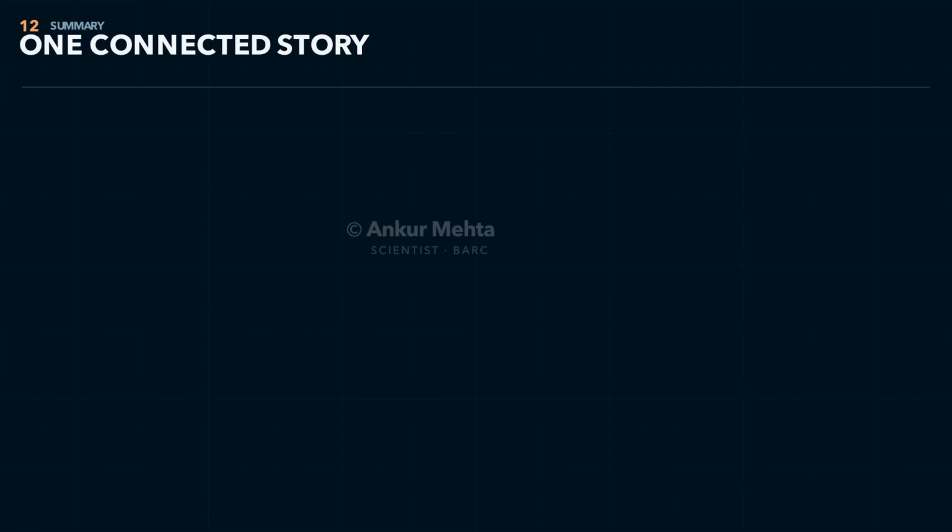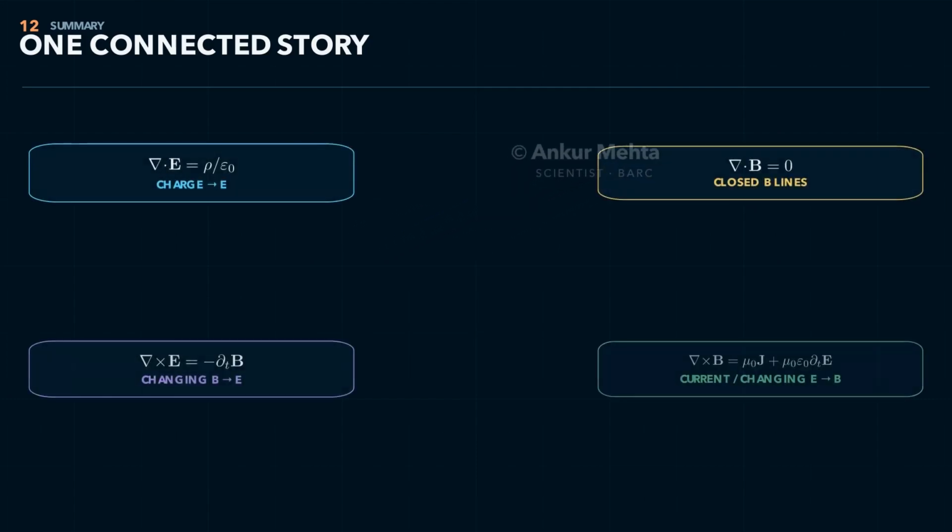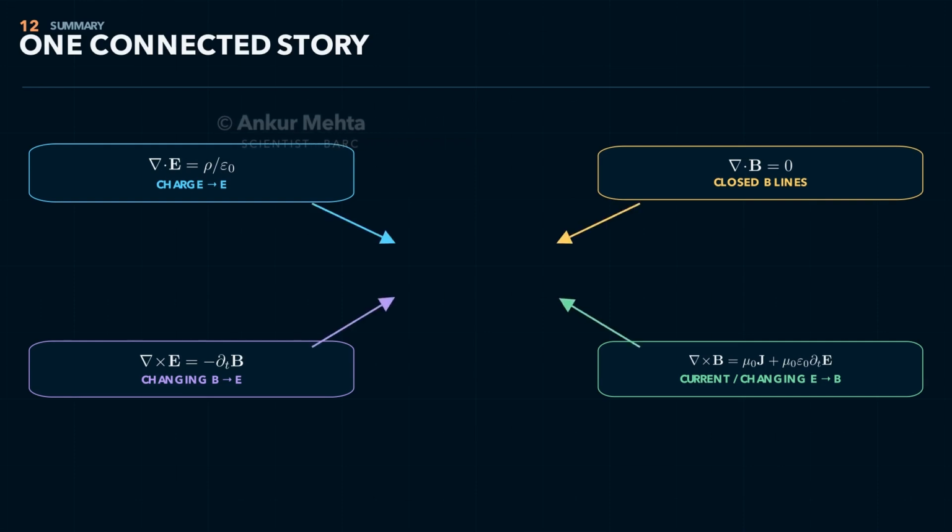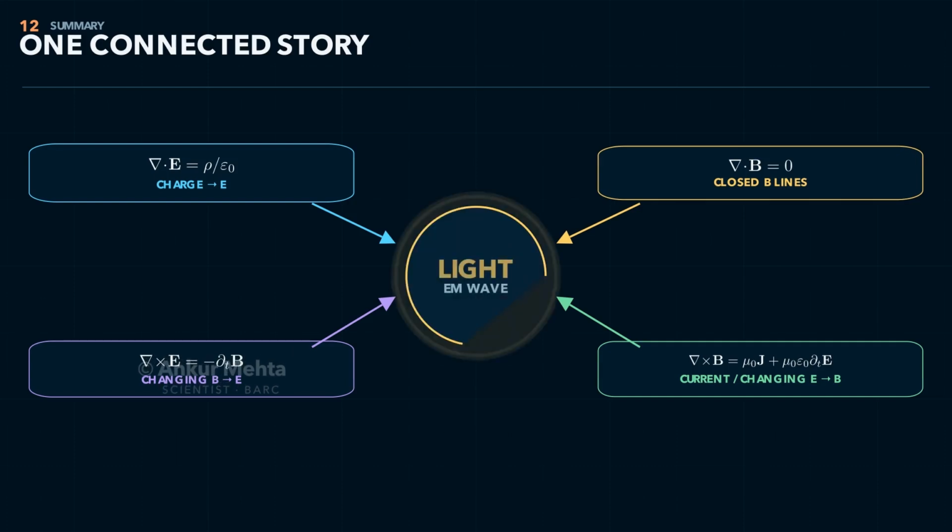The complete story is now visible. Charge creates electric field divergence. Magnetic field lines remain continuous. A changing magnetic field curls the electric field, while current and a changing electric field curl the magnetic field. In empty space, those two changing fields sustain one another and travel as a wave. The constants measured in electrostatics and magnetism determine its speed, revealing that light itself is electromagnetic.